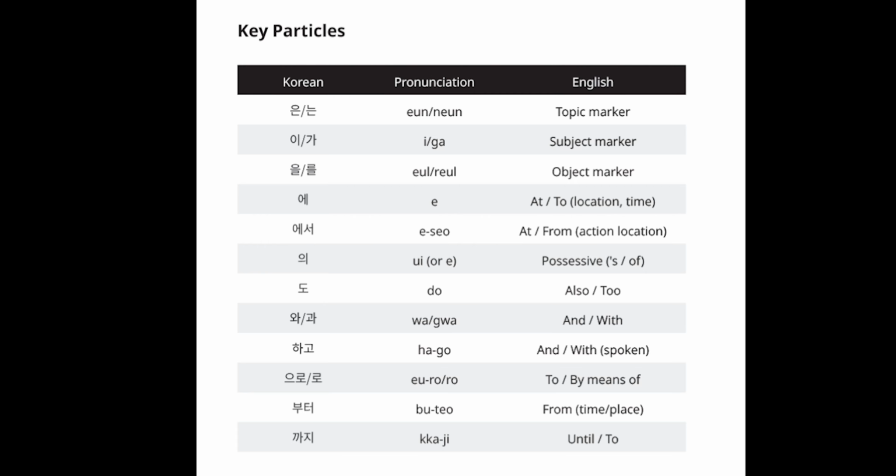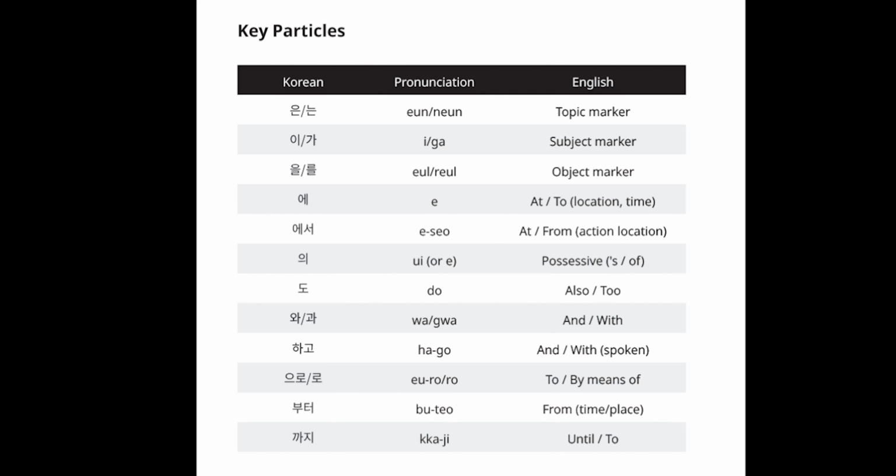I eat rice. Rice gets marked with 을. Moving on, 에, meaning at or to, used for location or time. I'm going to Seoul. I'll see you at 3. 에서 is similar, but it's used for action locations where something happens. I study at the library. 의, the possessive marker, like 's or of in English. My friend's bag.